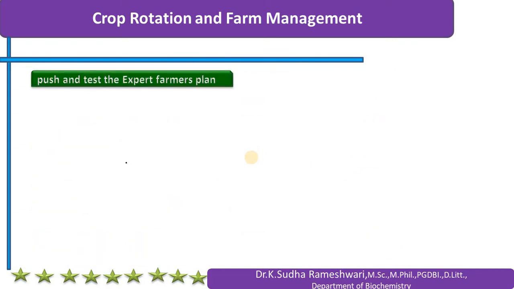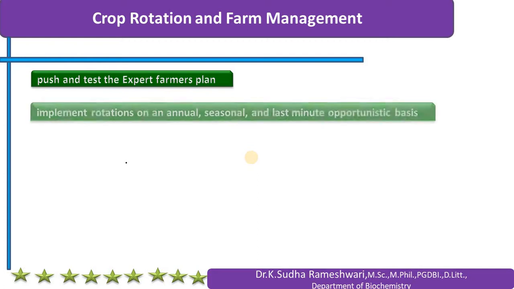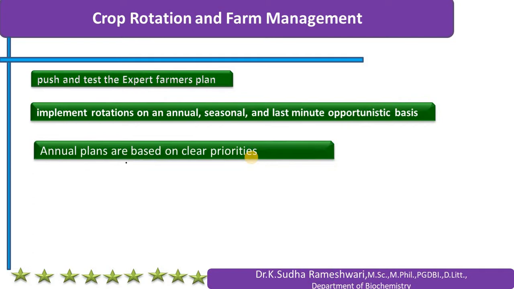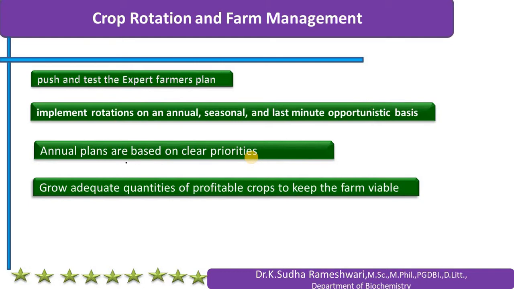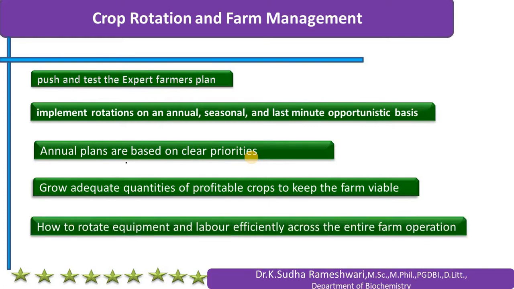Many expert farmers plan and implement rotations on an annual, seasonal, or last-minute opportunity basis. Their annual plans are based on clear priorities. Each year, the paramount challenge is to grow adequate quantities of profitable crops to keep the farm viable. At the same time, farmers are designing the rotational sequences on each field. They must consider how to rotate equipment and labor efficiently across the entire farm operation.